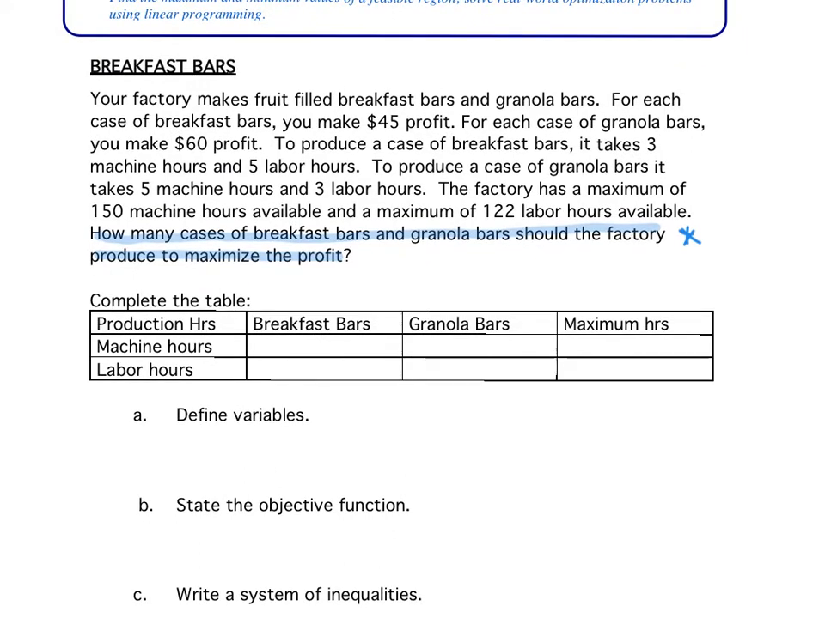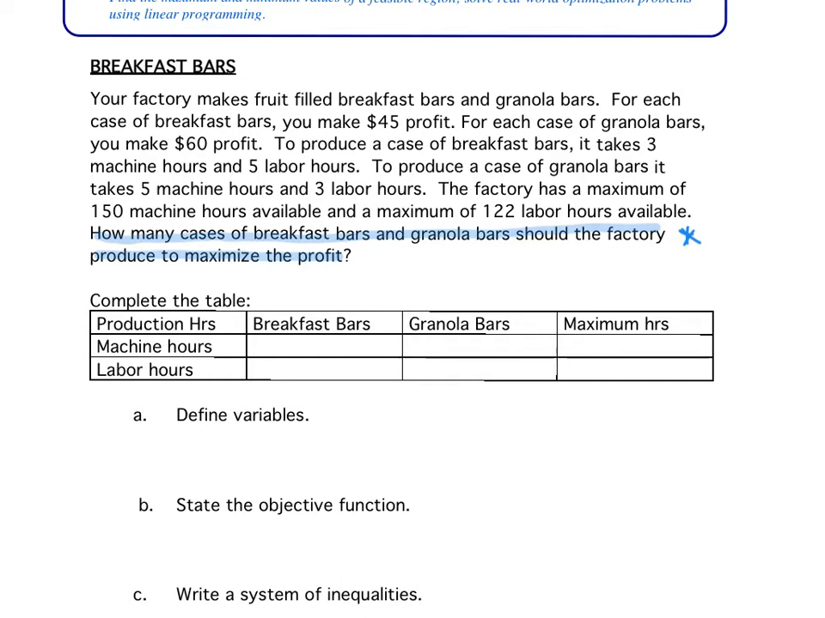So here's what's going on. We work at this factory, we make breakfast bars and granola bars, we want to make a profit, but we have a certain number of hours. So we can't just make unlimited breakfast bars and granola bars, we have a certain number of hours that we can use. So we are trying to answer this question in blue. How many cases of breakfast bars and granola bars should the factory produce to maximize the profit?